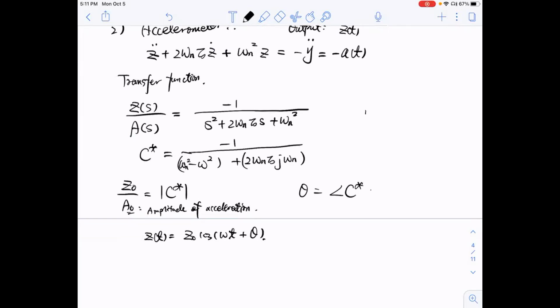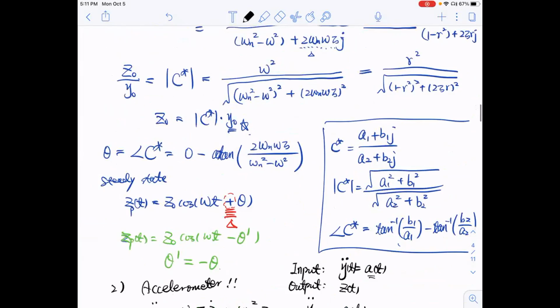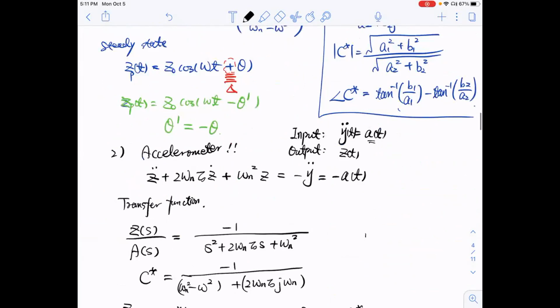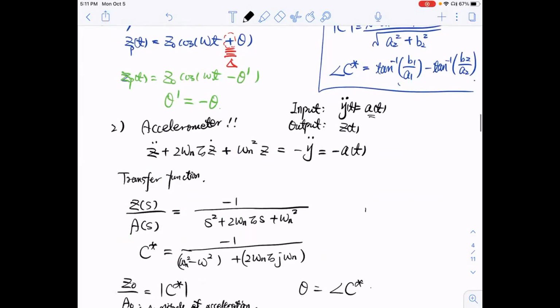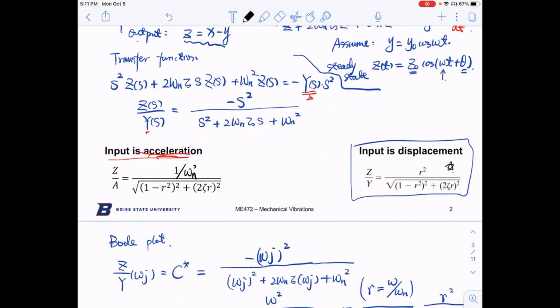Okay, I think there is a typo in the lecture note. If you want to normalize everything, what is on the denominator is actually 1 divided by omega n squared. So here, the numerator shouldn't be 1. It's actually 1 over omega n squared.